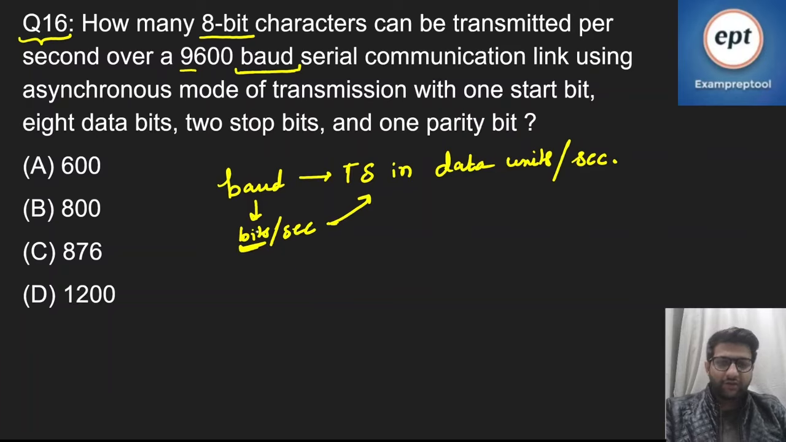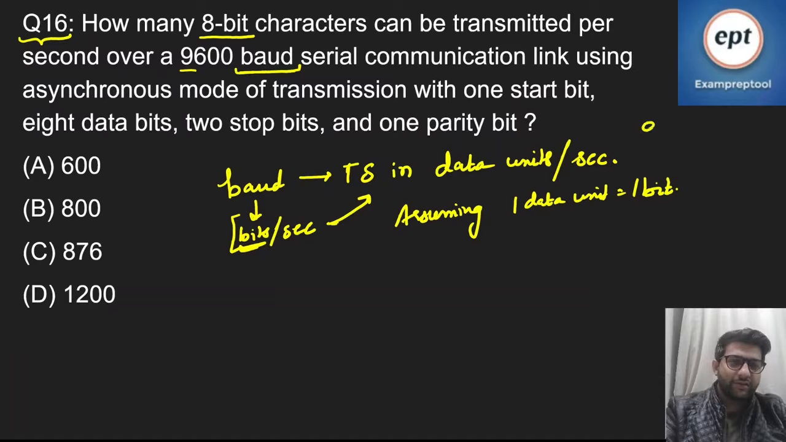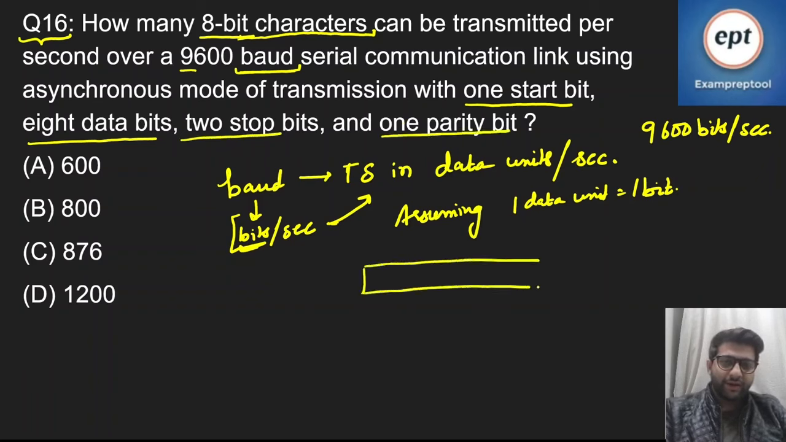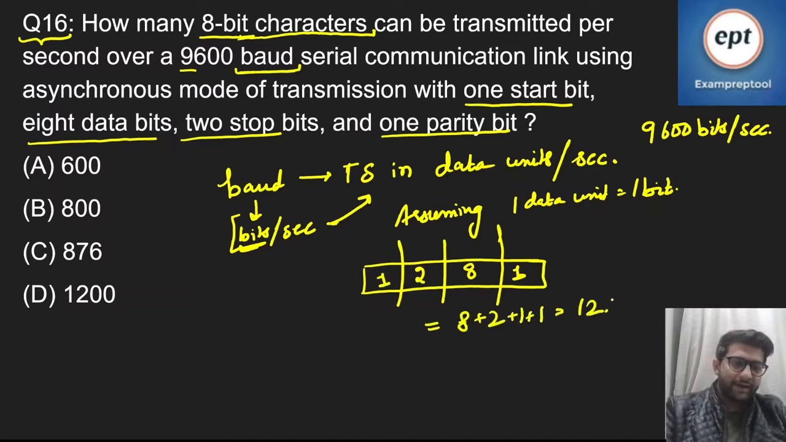Now here the data unit is not given, so we will assume that one data unit is equal to 1 bit. So we can say this is a transmission link with the speed of 9600 bits per second. Now the character size is given as 8 bits, and each message will have one start bit, 8 data bits, 2 stop bits and 1 parity bit. That is 8 plus 2 plus 1 plus 1, which is 12. That means 12 bits per character will be transferred.